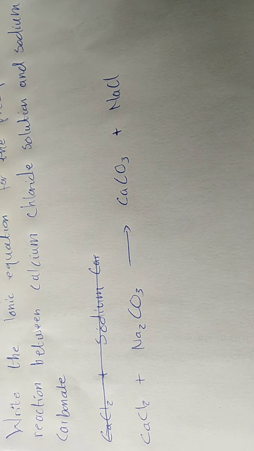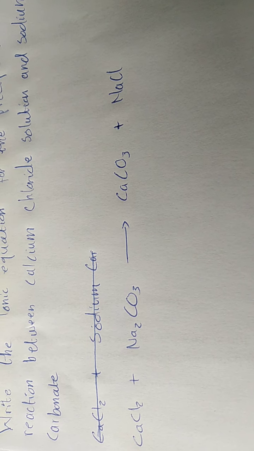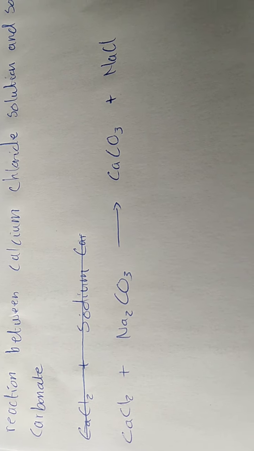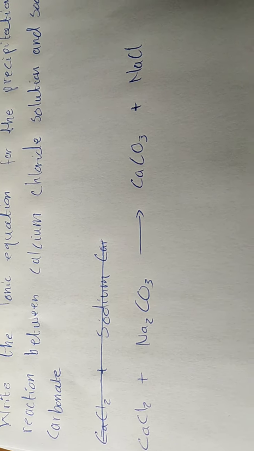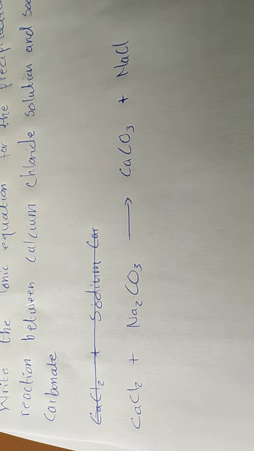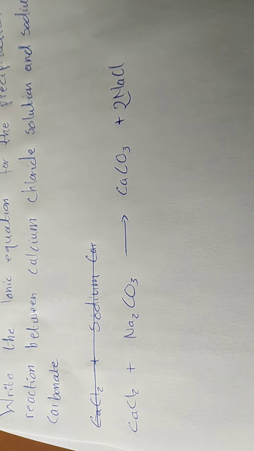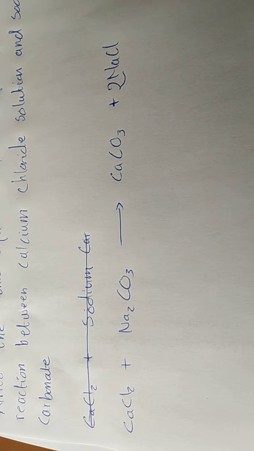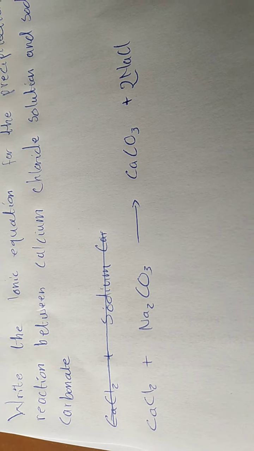Like I said last time, the conditions for you to be able to write an ionic equation: first, you have to balance your equation, and then secondly, include the state symbols. We'll balance our equation by including a 2 before the sodium chloride on our product side, and this makes our equation balanced. Then we have to include the state symbols.